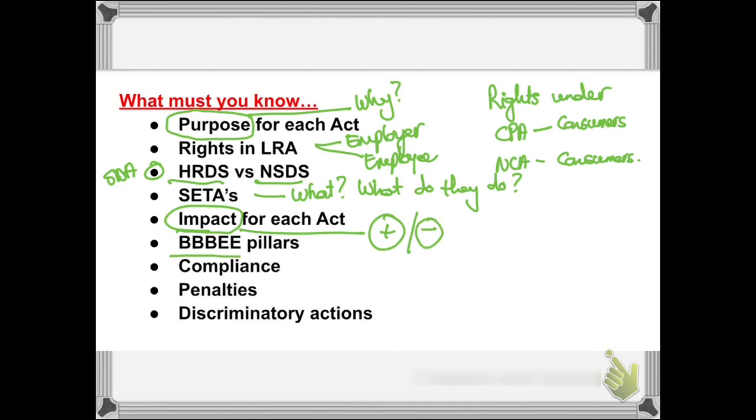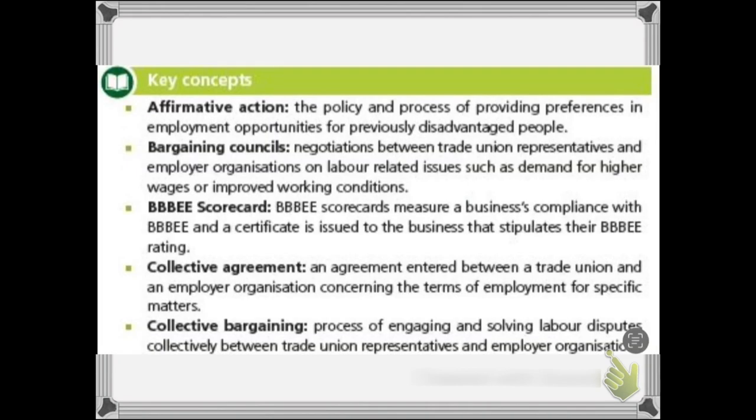Then if you look at BBBEE, you look at the pillars, and therefore you need to know what the five pillars of BEE are. Then you need to know compliance, we've done, penalties we've looked at, and discriminatory actions we have looked at. So to finish off this particular section, we look at key concepts that come in under legislation.